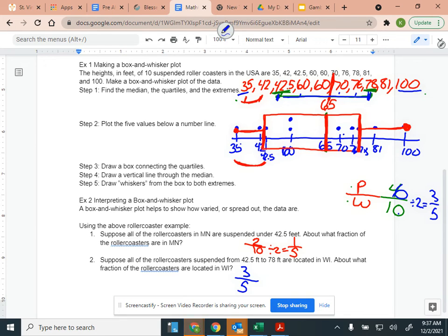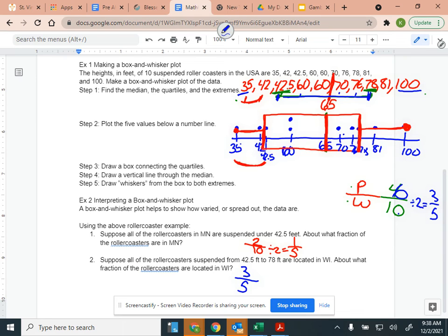So if we know 1/5 is in Minnesota and 3/5 is in Wisconsin, we can figure out what fraction is not in Minnesota or Wisconsin. Tristan? 1/5. Because 1/5 plus 3/5 is 4/5. And then the rest of it is outside of Minnesota and Wisconsin. So if I have 4/5 in Minnesota and Wisconsin, 1/5 is outside of Minnesota and Wisconsin. Is that making sense? Yes.